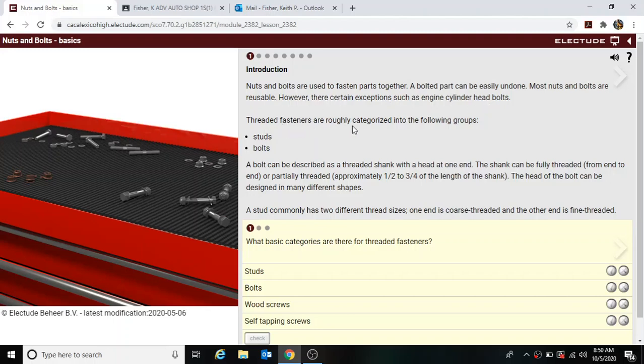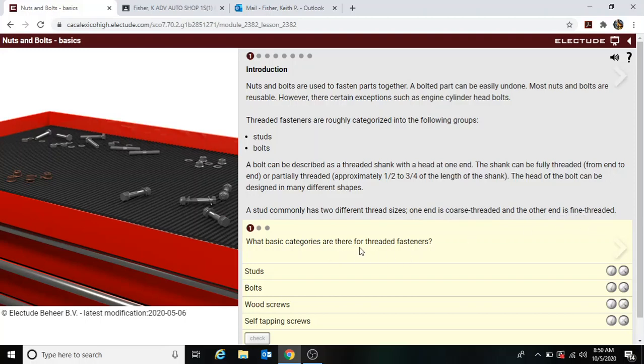Threaded fasteners are roughly categorized into the following groups: studs and bolts. A bolt can be described as a threaded shank with a head at one end. The shank can be fully threaded from end to end or partially threaded, approximately 1/2 to 3/4 of the length of the shank. The head of the bolt can be designed in many different shapes. A stud commonly has two different thread sizes. One end is coarse threaded, the other is fine threaded.